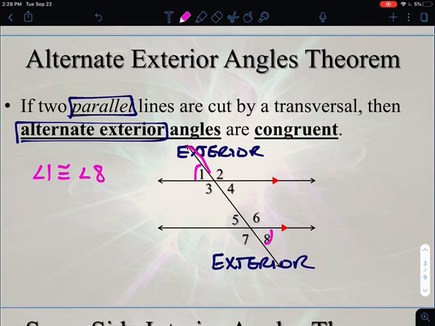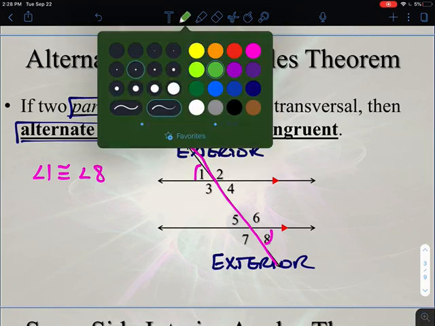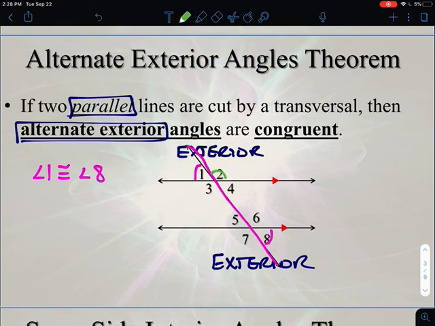So they're on the outside, but opposite sides of that transversal cutting through the picture there. And then we also have another pair of exterior angles. Angle 2 here would match up with angle 7, as they're on opposite sides of the pink line and they're exterior to the two being cut. So angle 2 and angle 7 would be congruent.